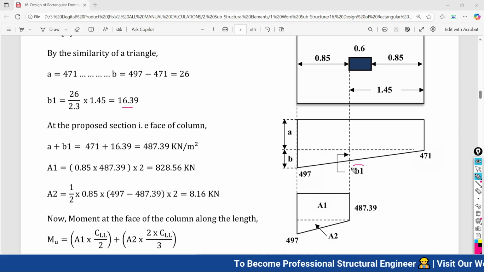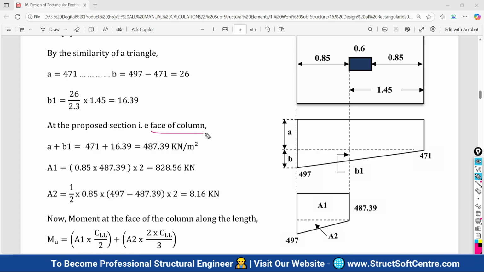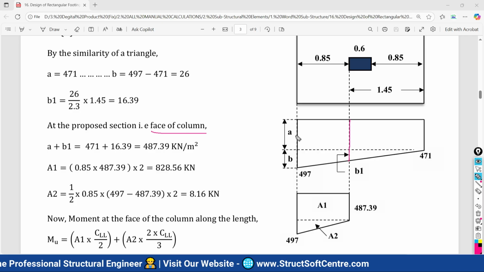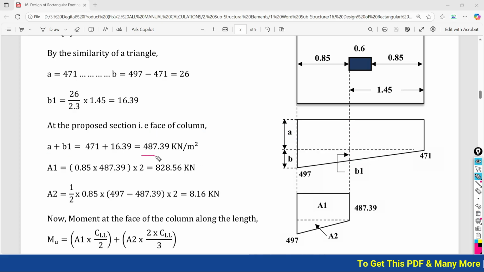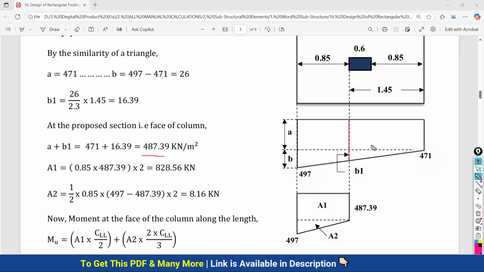Here also it is mentioned. Now finally, at the proposed section, that means at the face of your column, what will be your total height? Now it is going to become A plus B1. Here it was A plus B, now here it is A plus B1. So A plus B1 is A, which is 471, plus 16.39. It is going to become 487.39 kilonewton per meter square. So this is the total height at the proposed section for the upward soil pressure distribution diagram.